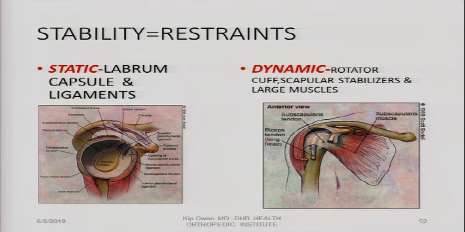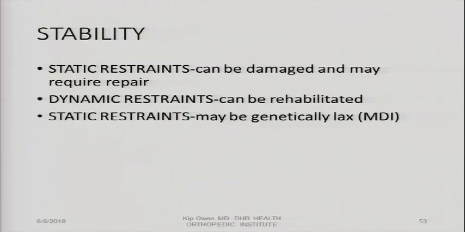So stability depends on the restraints. You have static stabilizers, labrum, capsule, ligaments, and you have dynamic stabilizers, which are your rotator cuff and some of the other larger muscles about the shoulder girdle. The static restraints can be damaged. They can be torn or damaged, and they may require repair. Dynamic restraints can be rehabilitated, and they both have to be treated together.